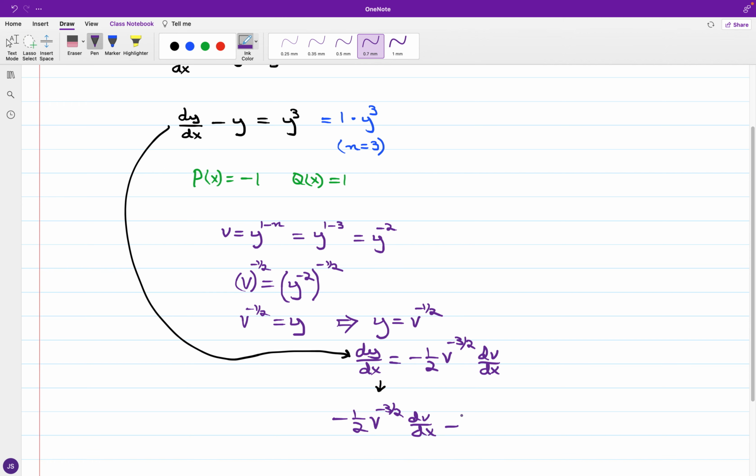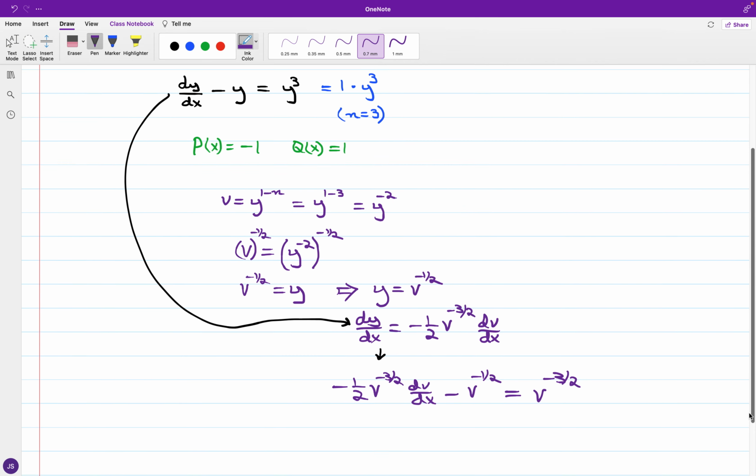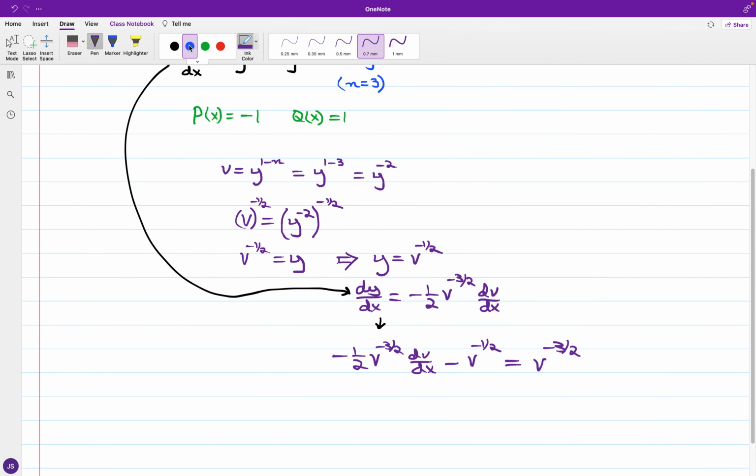And I have minus y, so it's going to be minus v to the -1/2. And for y to the third, now y is v to the -1/2 and cubing, so this will be v to the -3/2. And to get this equation where the leading term is just dv over dx, I'm going to multiply this equation by -2 times v to the 3/2.